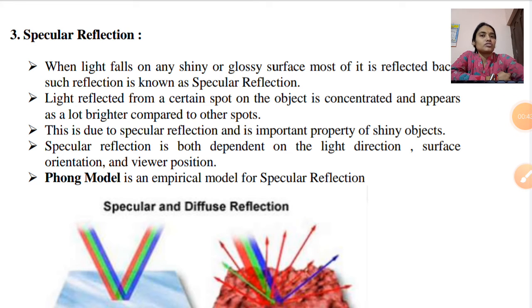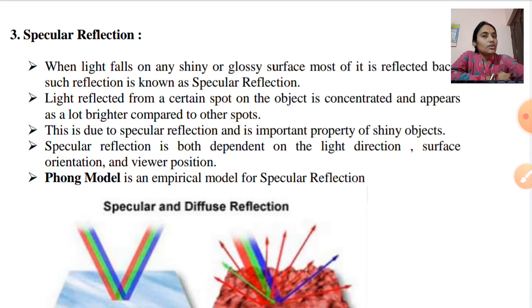Specular reflection. Okay, when light falls on any shiny or glossy surface, most of it is reflected back. Such reflection is known as specular reflection. That means when different types of light fall on a shiny or glossy surface, it is reflected back. Such a type of reflection is known as specular reflection.